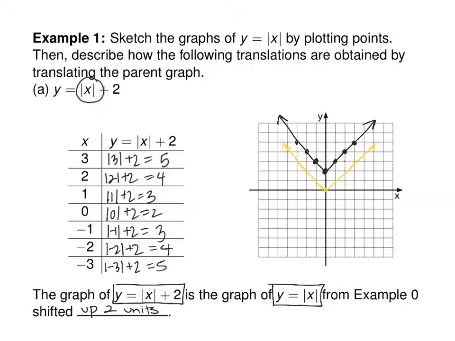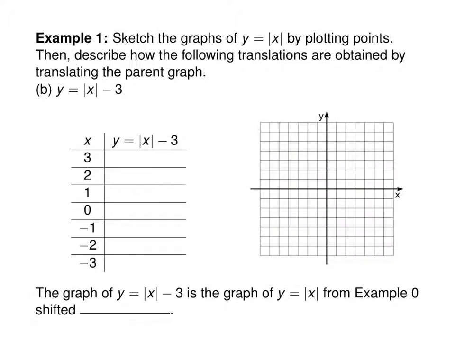I mean, the basic idea there is you take the original y's, which were absolute value x, and you add 2 to all of them, which does make the graph go up. And if adding 2 makes the graph go up, it's likely that doing absolute value of x minus 3 is going to make the graph go down. But let's plot some points to be sure.